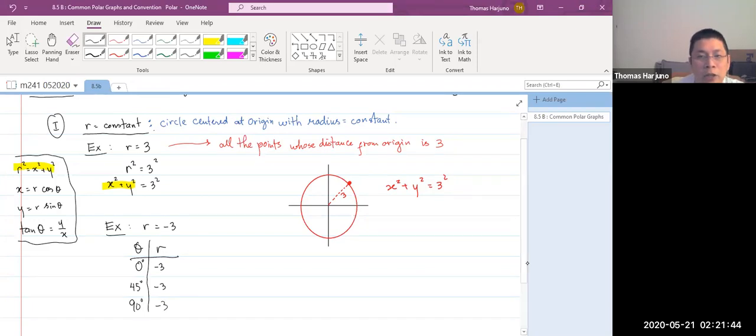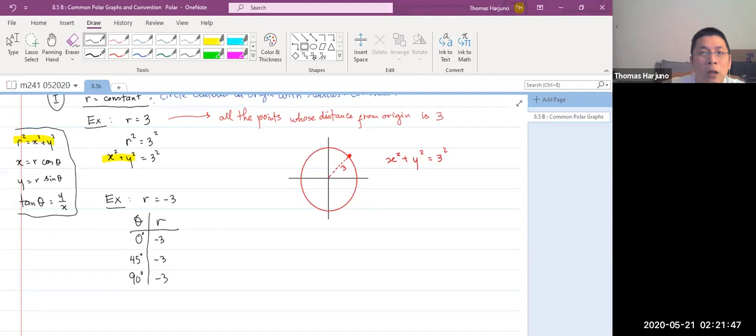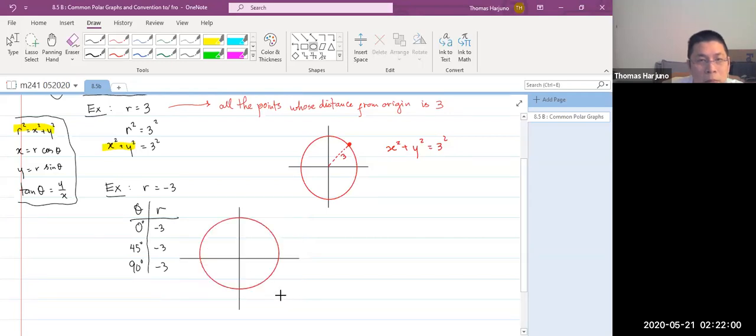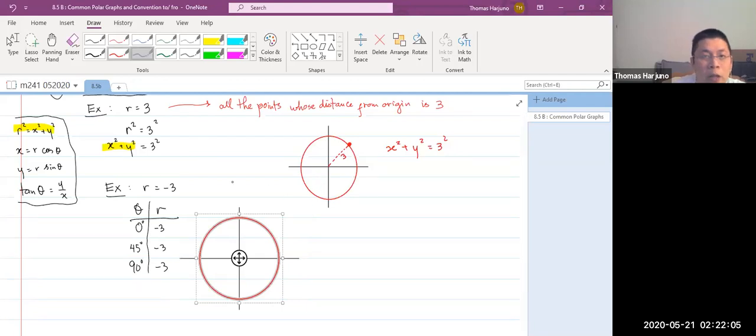Such that if I do the coordinate system, let's say this circle here, then when theta equals 0, I go -3. Theta equals 0 refers to this direction. But because the r is negative, I shoot backward.